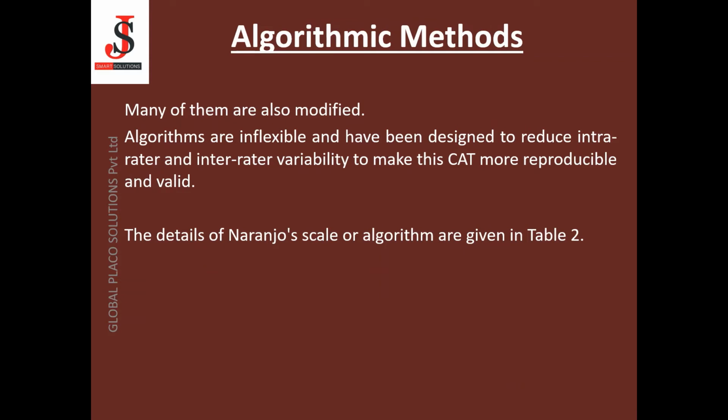Algorithms are inflexible and have been designed to reduce intra-rater and inter-rater variability to make this CAT more reproducible and valid. The details of the Naranjo scales or algorithm are given in the table 2. I am showing you now.